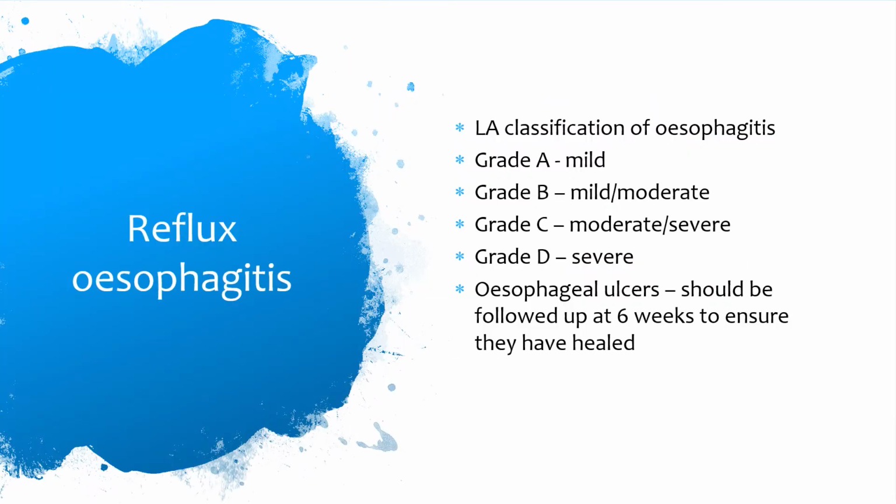Now, if you ever do have a gastroscopy performed, on the report your physician may write that you have either a normal esophagus or grade A, B, C or D LA classification. This simply stands for the Los Angeles classification of esophagitis, with A being mild esophagitis and D being severe esophagitis.